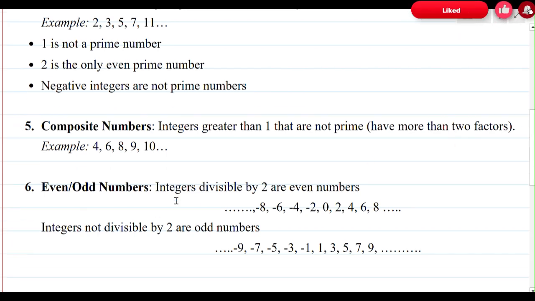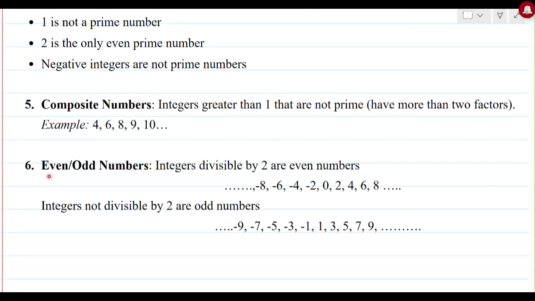Now the sixth category of number is even and odd numbers. Integers which are divisible by 2 are even numbers, right? So we can say 0, 2, 4, 6, 8, -2, -4, -6, -8, right? When we're talking about integers, they can be positive integers or negative integers, right? Those integers which are divisible by 2 are even numbers. For example, 0, 2, 4, 6, 8, 10, 12, and so on, and also the negatives of those as well.